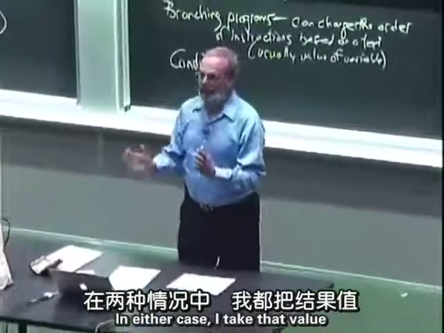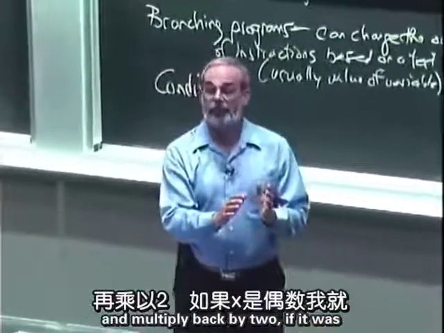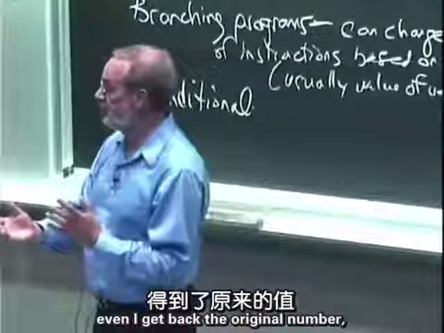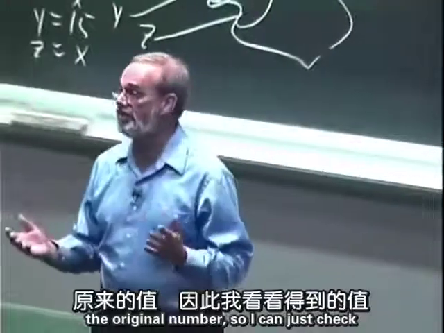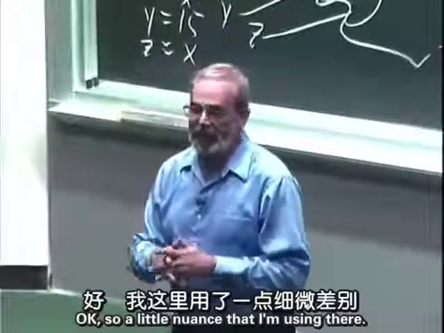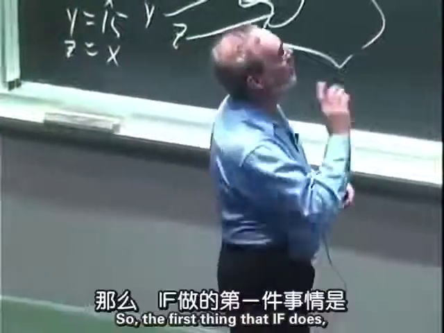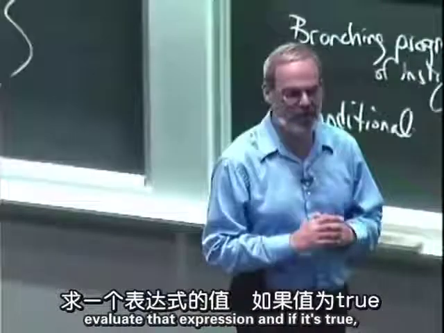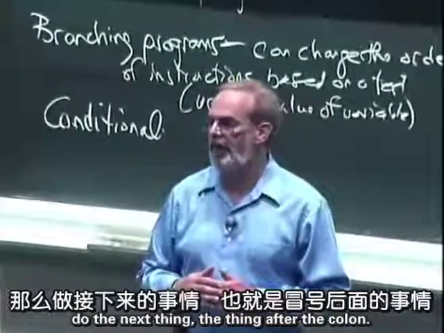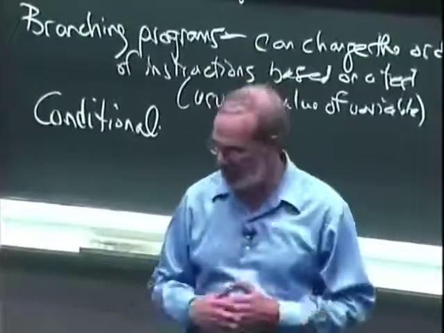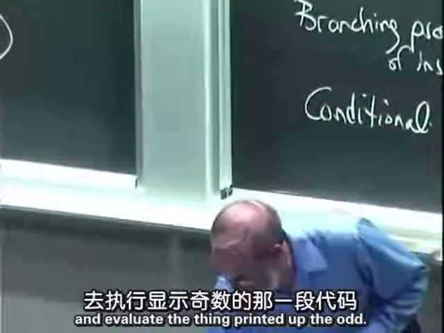In either case, I take that value and multiply back by 2. If it was even, I get back the original number. If it was odd, I'm not going to get back the original number, so I can just check to see if they're the same. Okay, so a little nuance that I'm using there. So first thing that if says is evaluate that expression, and if it's true, do the next thing, the thing after the colon. In this case, it's not true, so it's going to skip down and evaluate the thing that printed out the odd.